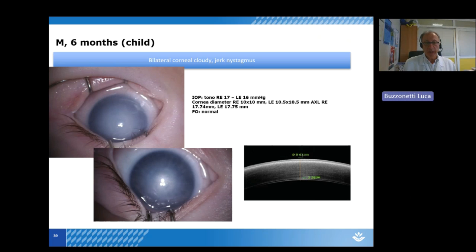He had bilateral corneal clouding with a jerky nystagmus. You can see the parameters recorded during the examination under anesthesia. In my opinion, this was a suspected CHED.